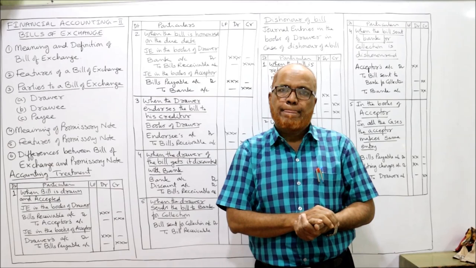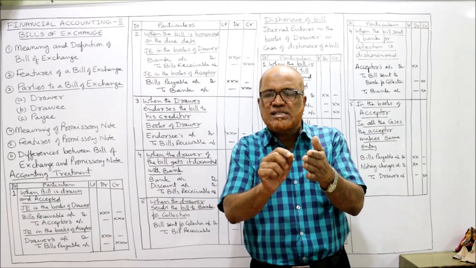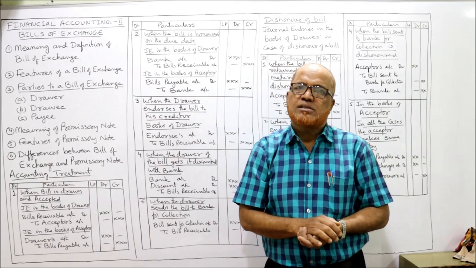This is called bills of exchange. In simple words I have explained. The seller will draw a bill on the buyer. The buyer will accept the bill and return the bill back to A. Now A will keep the bill till maturity. On maturity A will present the bill to B. B will make the payment. That's it. This is the meaning of bills of exchange.